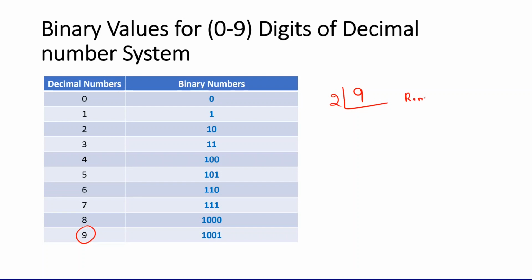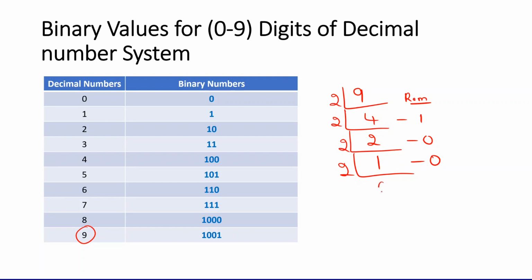Record the remainder. 2 4s are 8, remainder is 1. Then since the quotient is not 0, repeat the process. 2 2s are 4, remainder is 0. Then 2 1s are 2, remainder is 0. So now since the quotient is not 0, repeat the process.